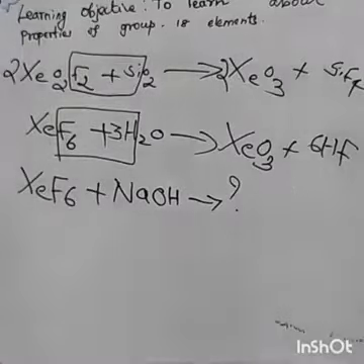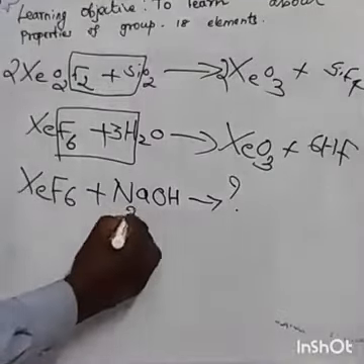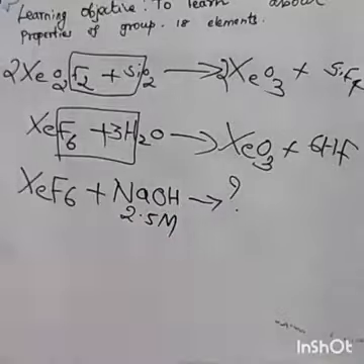2.5 molarity. What is the difference, molarity? We are giving the symbol capital M. Molarity means the number of moles of solute per liter of a solution. How much solute per liter of a solution? That is called what? Molarity. Here we are using how much molarity? 2.5 M. Okay, capital M. 2.5 M.